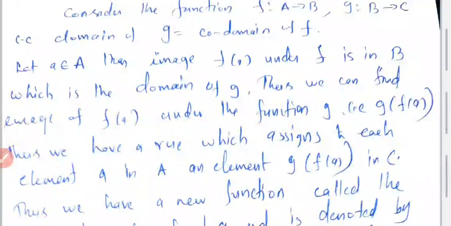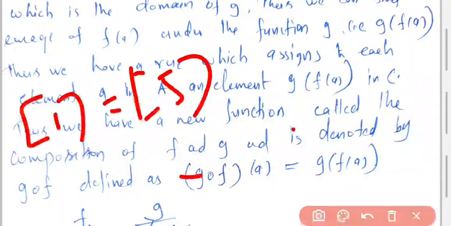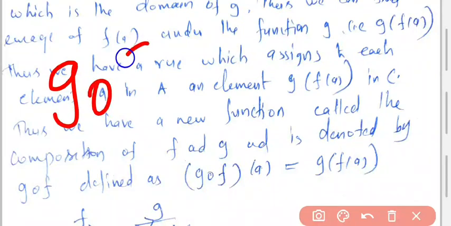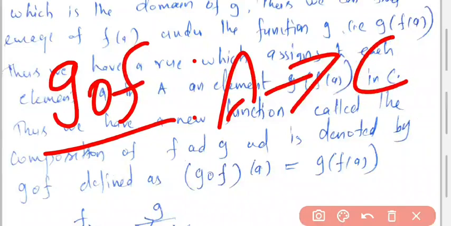Thus, what we have seen is that we have a rule which assigns to each element a in A an element g of f of a in C. We will read it as g of f of a in C. This assignment is a new function known as the composition of f and g, and is denoted by g∘f, where (g∘f)(a) is equal to g(f(a)). So note that g∘f is again a function, which is a function from A to C.